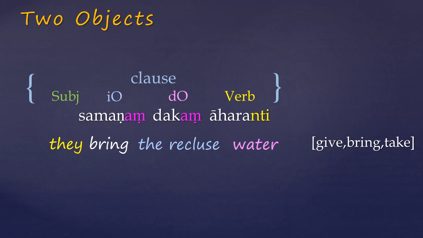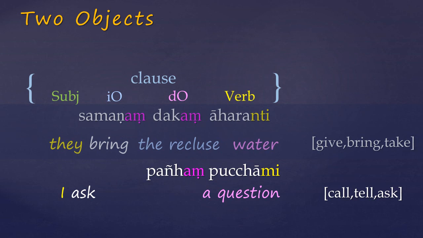However, verbs of speech, like to call, tell, ask, frequently take two accusative objects in Pali. The direct object being what was said, and the indirect object being to whom. However, remember that any direct speech, like we saw last week, is placed in a T clause. And we can also add qualities to these objects in a similar fashion to the subject.